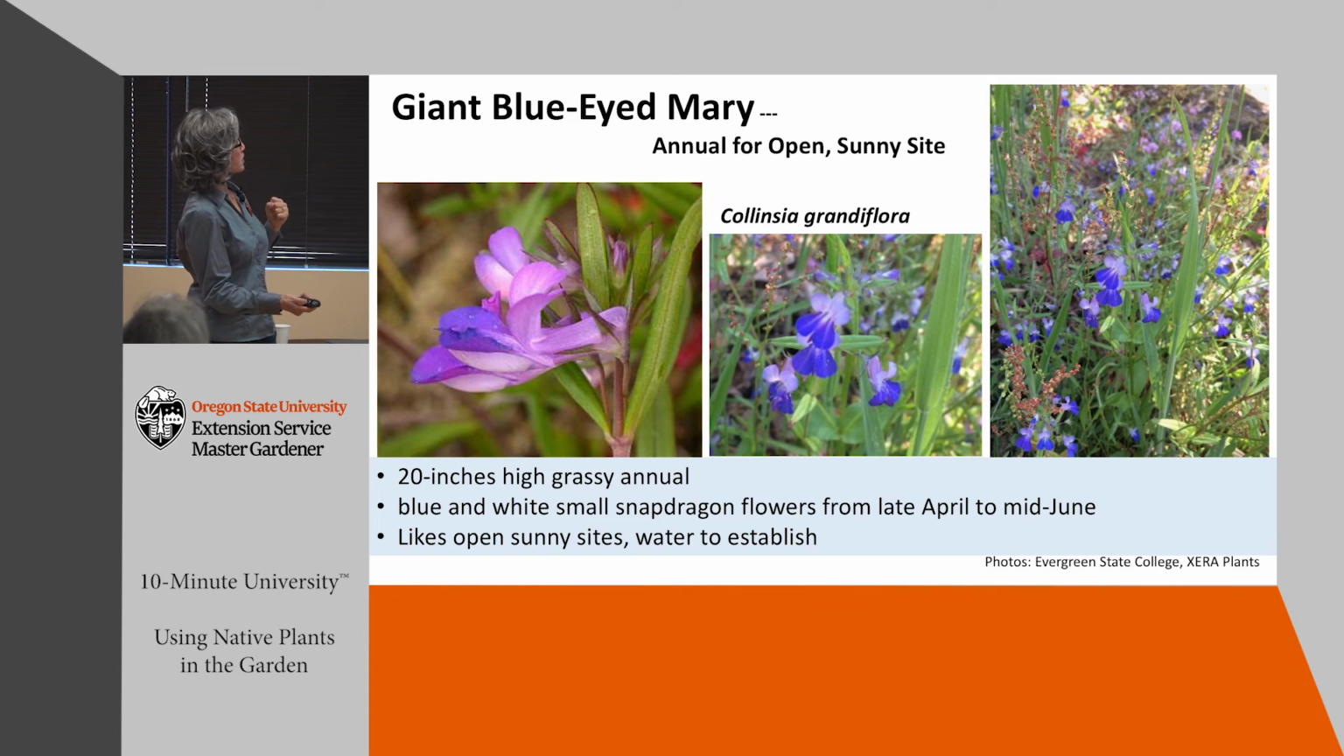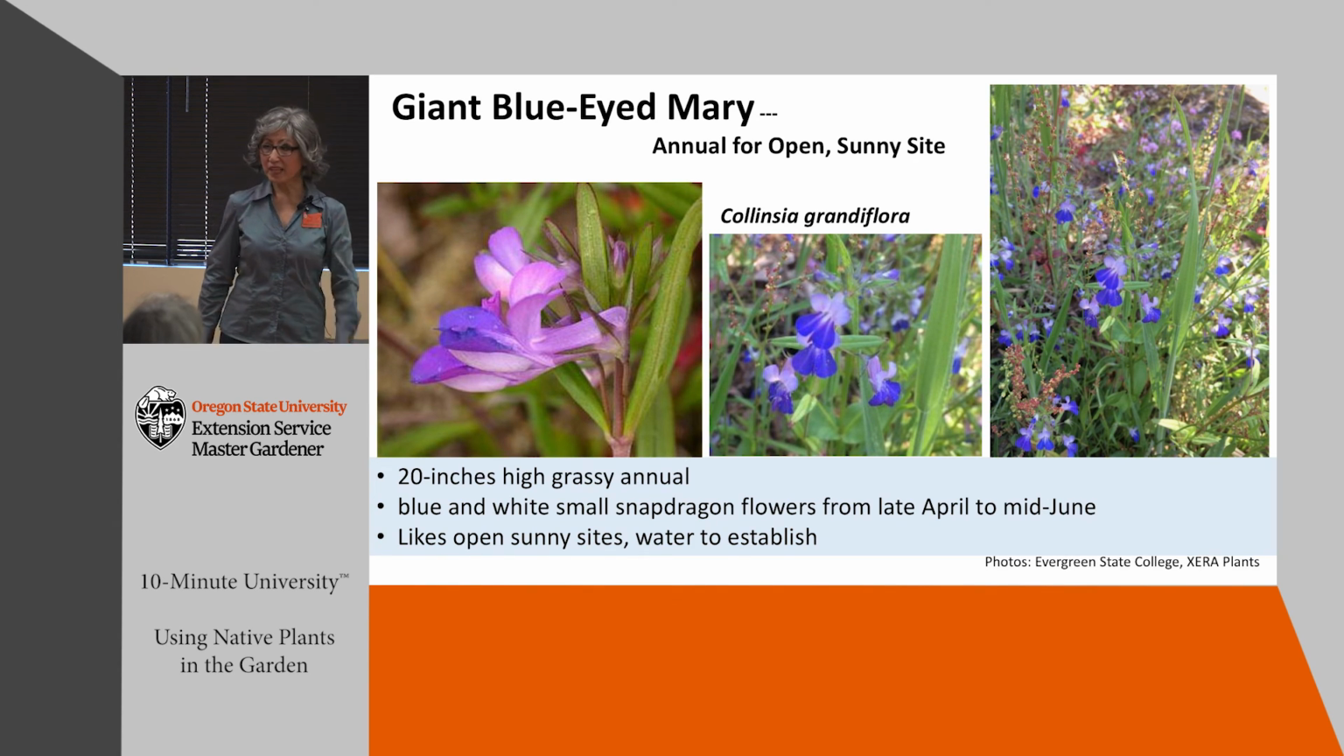And this is the final slide. I want to throw in an annual, and it's Collinsia grandiflora. It's got grass-like blades or foliage, has a sea of small blue and white flowers, and it's considered very attractive by some of the garden designers. So that is it.